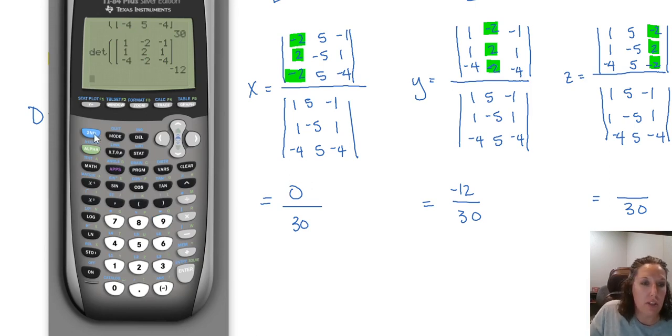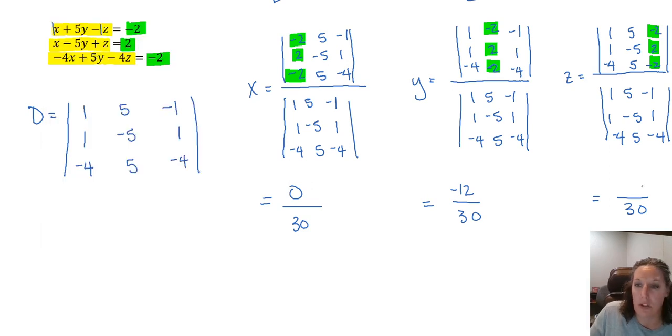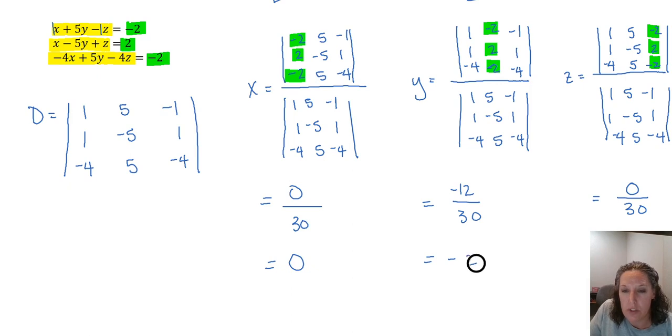And then our last one, I'm going to go ahead and copy this D that we did up here and then just go in and change those z values to -2, 2, and -2, and we get 0 on that one as well. So our x coordinate is going to be 0. Our y coordinate, that's going to reduce, let's see, 6 goes into both of them. 6 goes into 12 2 times and into 30 5 times. And then for our z, we get 0 on that one as well.